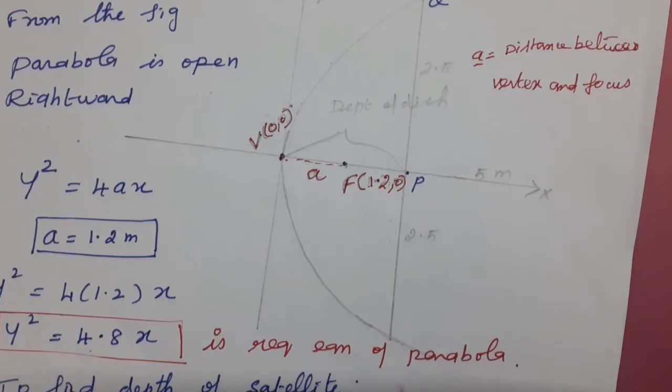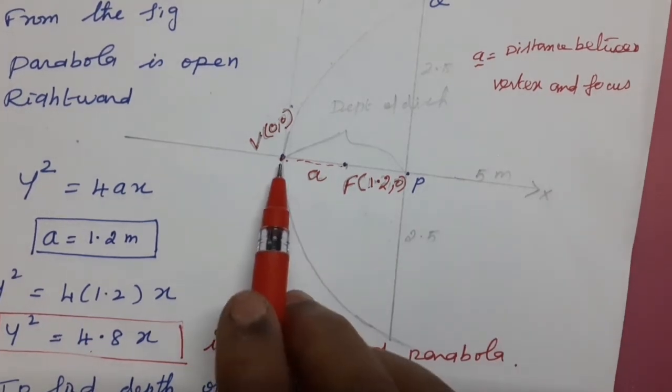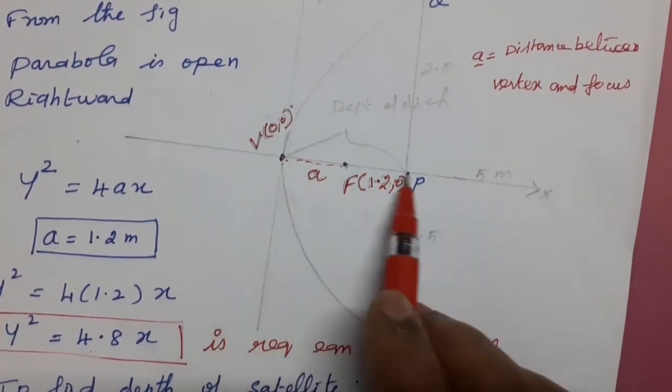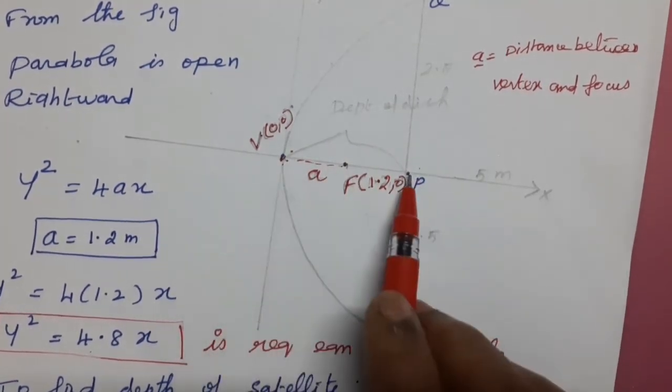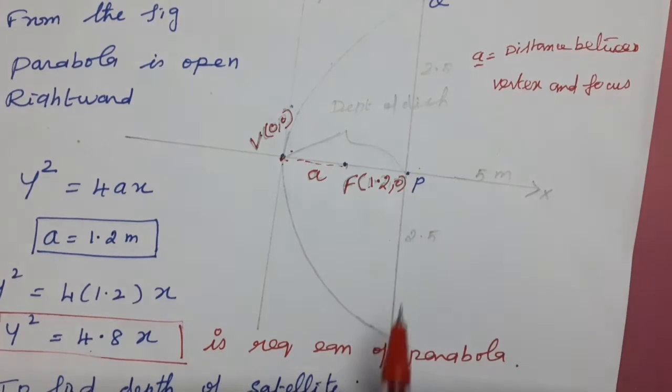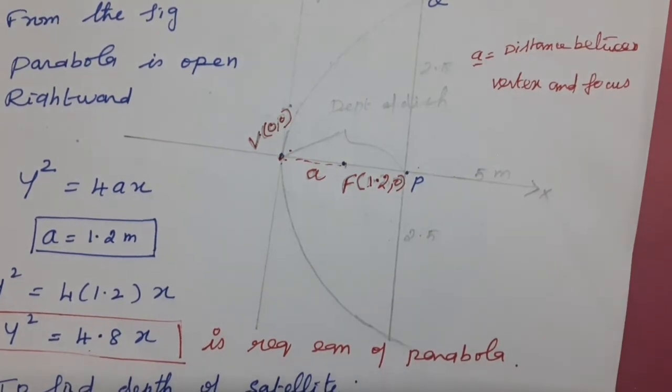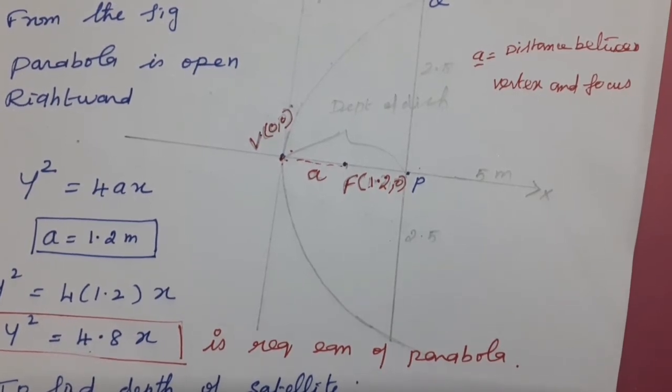Next, what is the depth? We are going to find VP, the depth of the dish, from the vertex to the focus, the opening mouth. But before we find the depth, we first find the equation of the parabola. The first question asks us to find the equation of the parabola from the vertex.